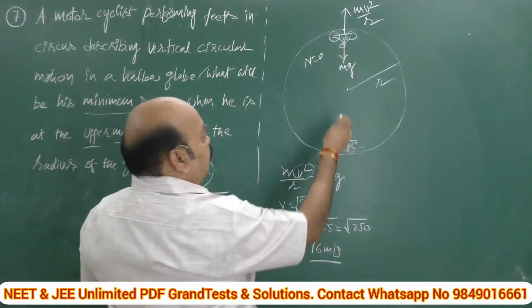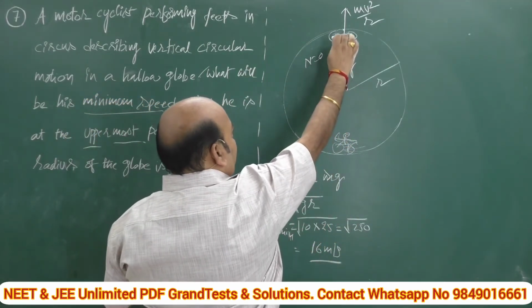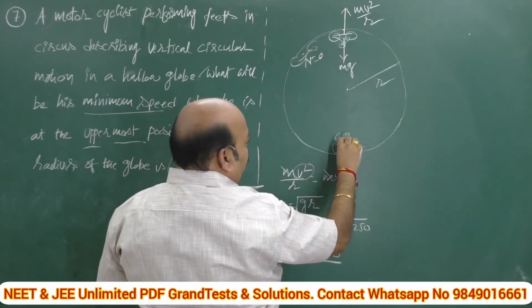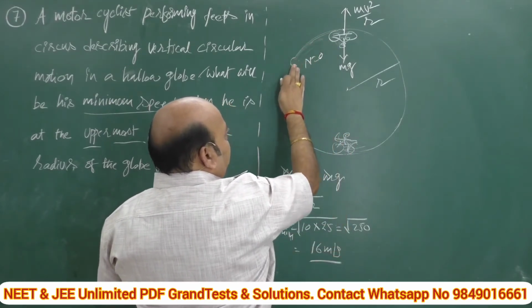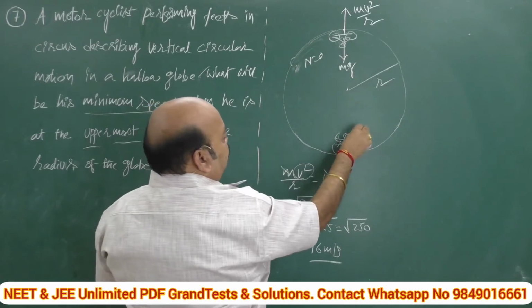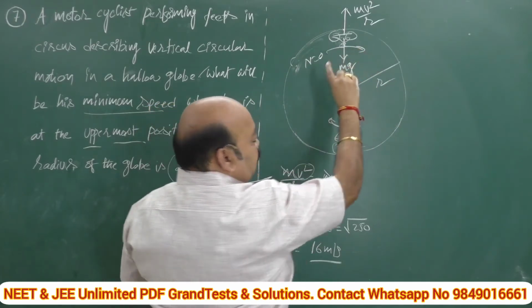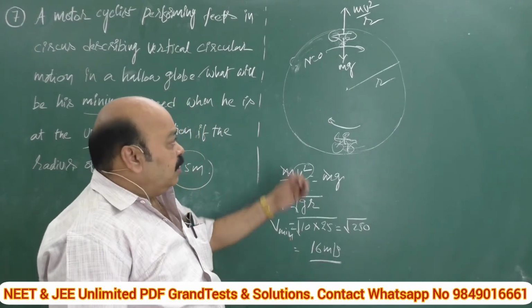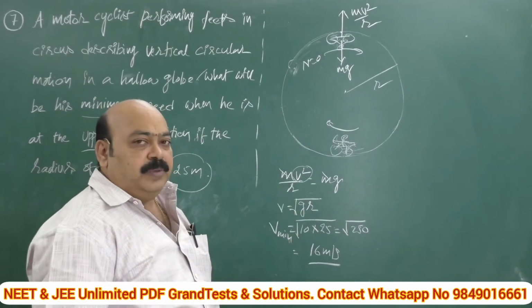Otherwise, what happens? If this velocity is less than this, the downward force dominates. This man somewhere comes back to the original position. That means he is unable to complete the vertical path. That's why he has to maintain this speed. What speed does he have to maintain? 16 meter per second. What is the condition? Downward and upward forces we have to make equal.